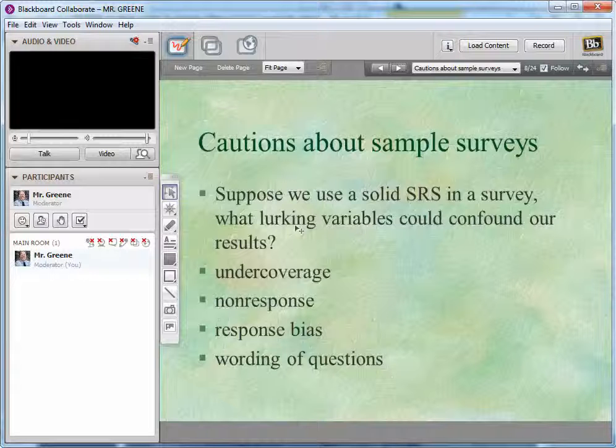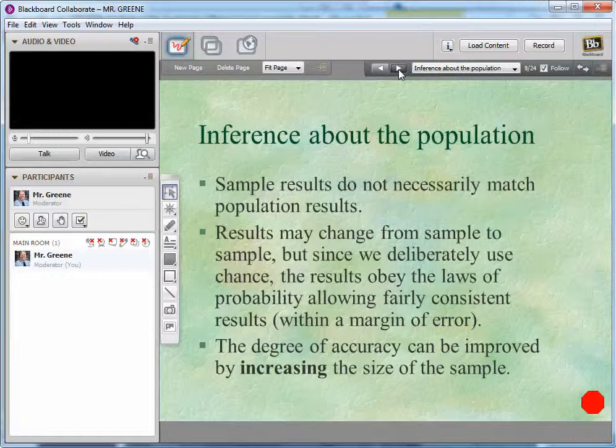Well, if we did a survey, we might get undercoverage, or we might get non-responses from people. We might get bias from people who are responding to the survey. Depending upon the wording of the questions, we might get some confusion. Okay? So we have to be very, very careful about what we're putting out there in surveys. Okay? And those are just some cautions that you have to be careful about.